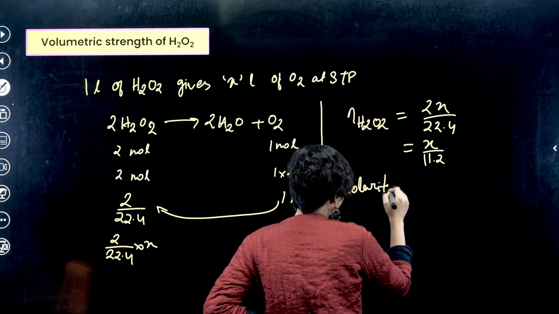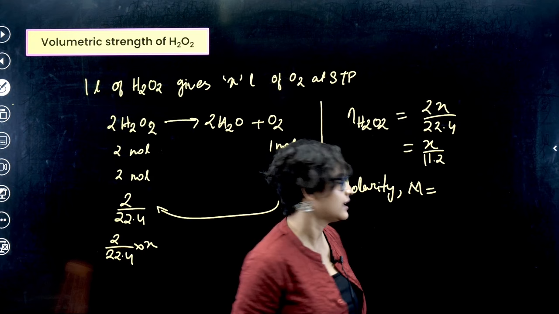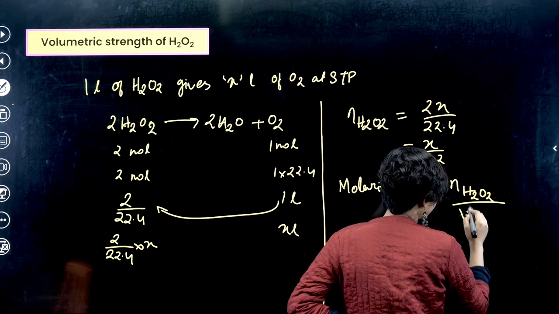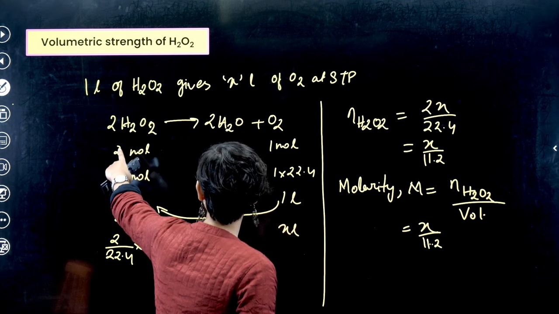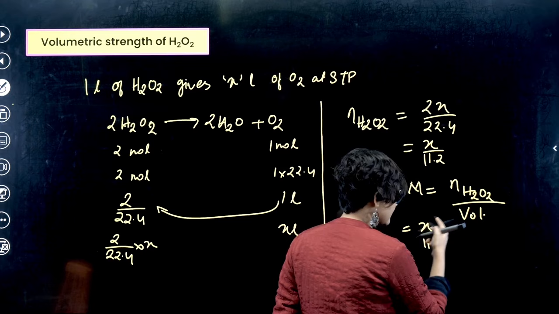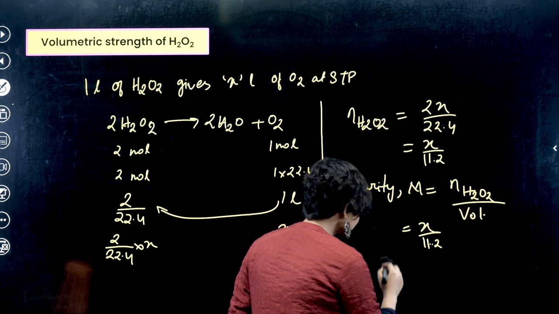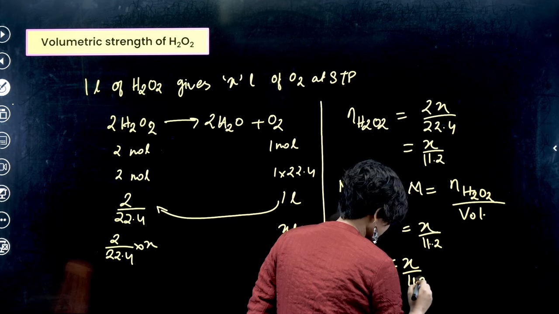Now, molarity, that is capital M, is equal to, what will it be? Moles of H2O2 divided by volume. So that means it will be X divided by 11.2. And what is the volume? Volume is 1 liter of H2O2. So this is the answer, X by 11.2. That means that M is equal to X by 11.2.